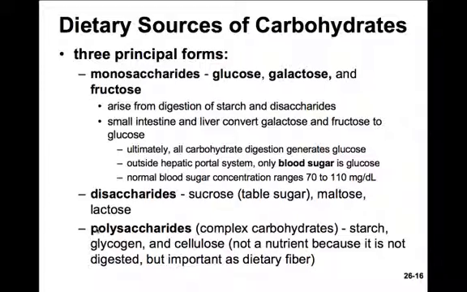Disaccharides are carbohydrates composed of two monomers. Sucrose is table sugar, maltose, and then lactose, the sugar that we see in milk. And then polysaccharides are known as complex carbohydrates. These are starch, glycogen, and cellulose. However, cellulose is not considered a nutrient for us because we cannot digest cellulose. It's the major component of cell walls of plants, so it's very important as dietary fiber. However, we'll get no nutritional value from it.